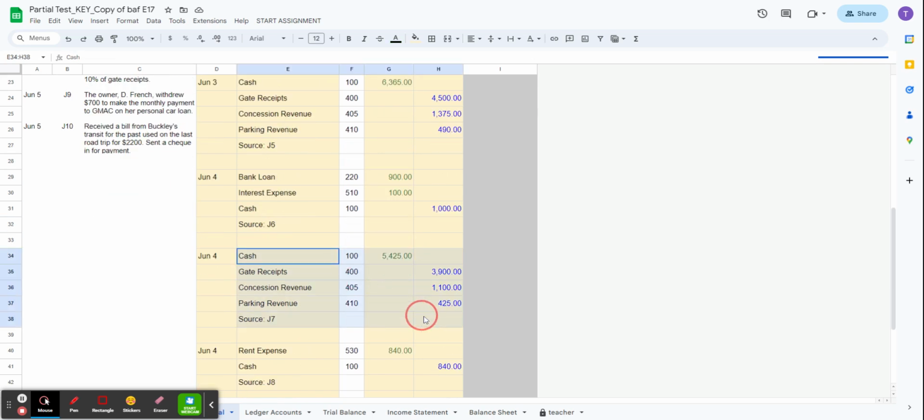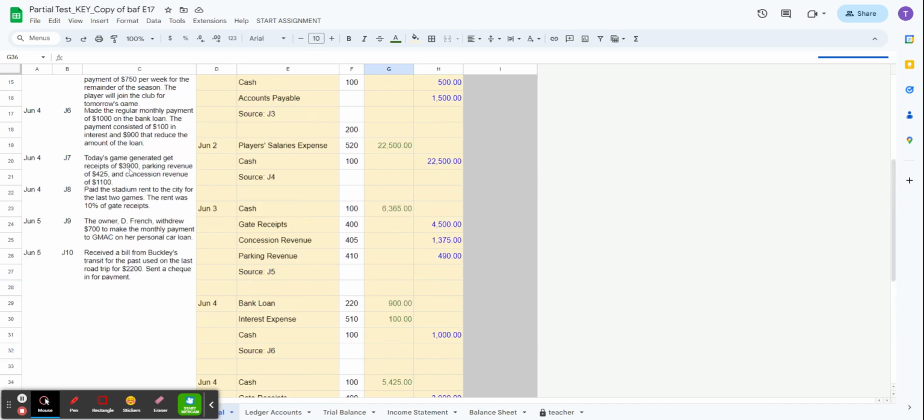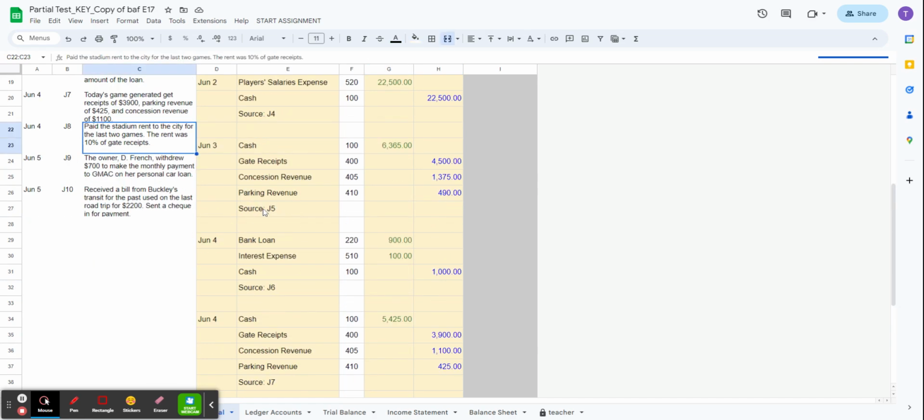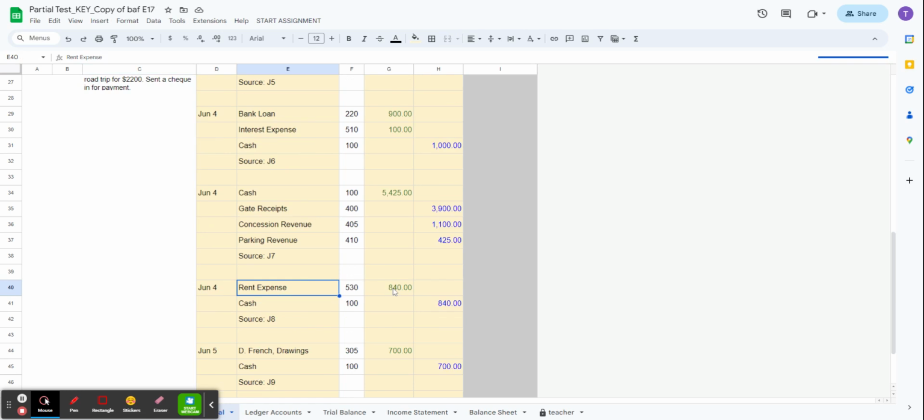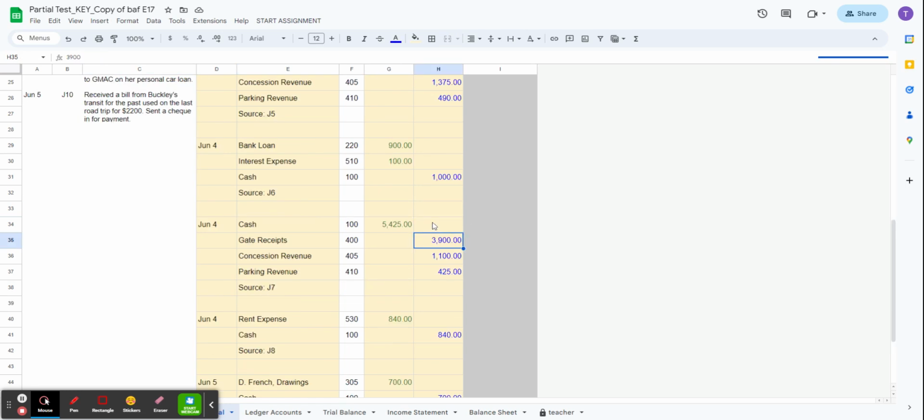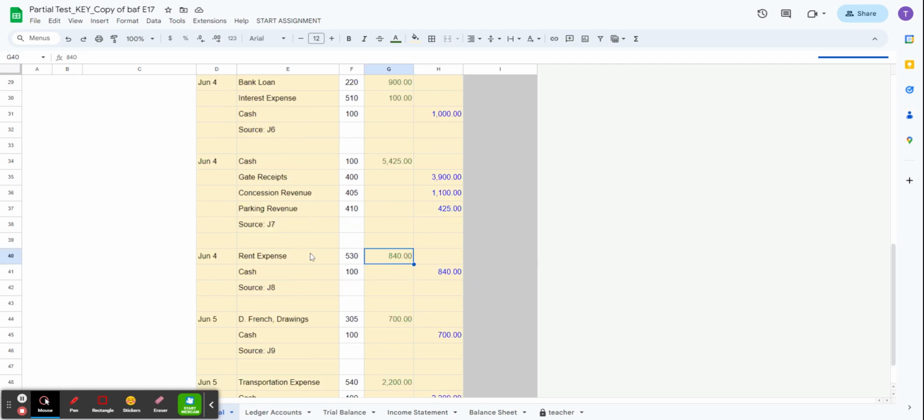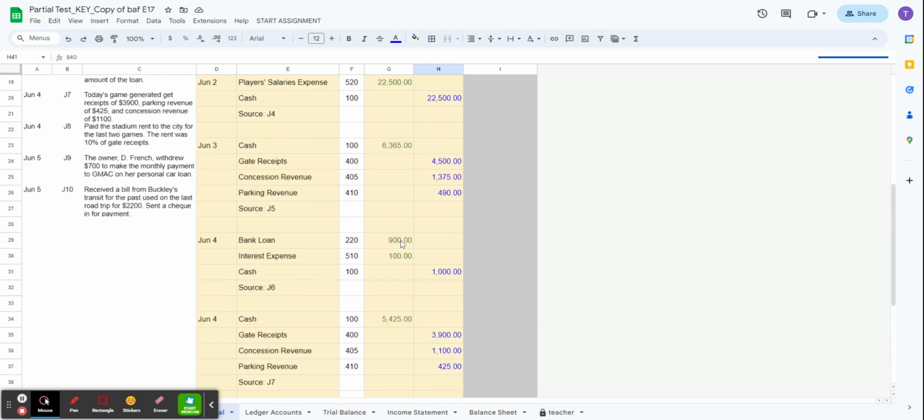Moving on, we have another situation where we got money from selling tickets, selling food, paying for parking, etc. So I won't go over this. Next, we have the rent expense, right? That's calculated from 10% of the gate receipt. So a little bit of math over here. The rent expense would just be 10% of the gate receipt. So we total up this gate receipt plus this gate receipt multiplied by 10%, you'll get $840. So that's what our rent expense is. And our cash would be credited because we paid it out.